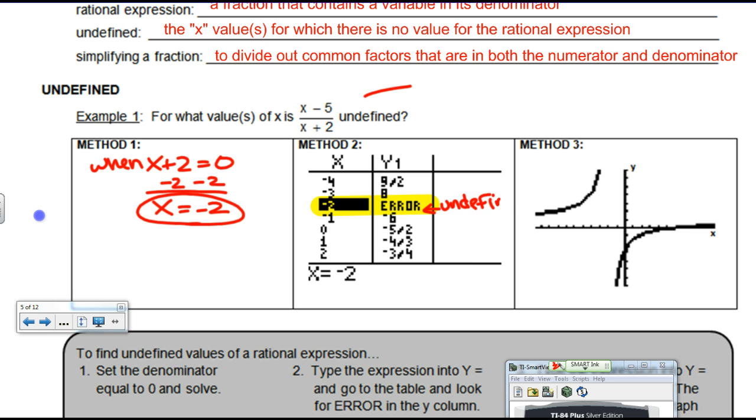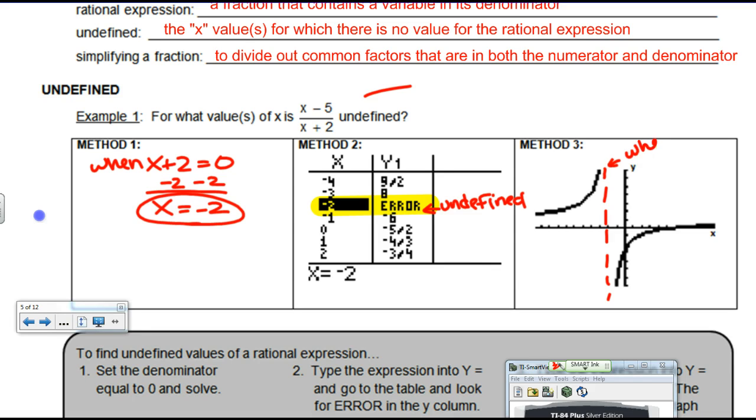Now on your Inspire, you actually have the word undefined there instead of the word error. And lastly, graphically, if you were to graph that, I already have the graph for you. If you were to graph it, notice that there's a split of the graph. Anytime the graph splits at a particular value, that means that there's a problem for that x. All right, so this is a problem.